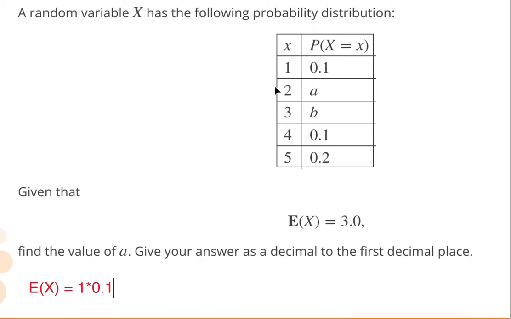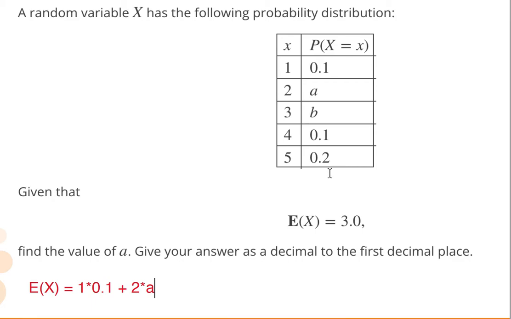So I just got that from the table. The first value of x is 1, and that has a 0.1 probability. And then we add that to the next pair, x times the probability of getting x. They tell us that it's just a. Oh, there's two variables here.